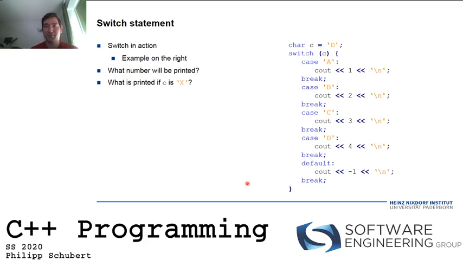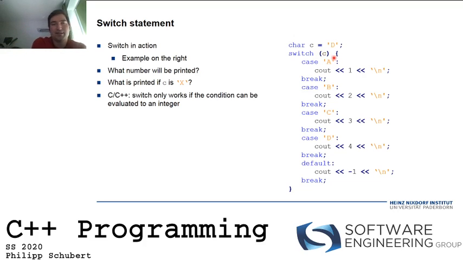It would go to the default branch because none of the cases match, and it would print -1. And please observe that the C++ switch only works if the condition can be evaluated to an integer. So this only works for integers. I mean, there are some languages like Java, for instance, where you can also have a switch on strings or on more complex data types. But in C++, this only works for integers.